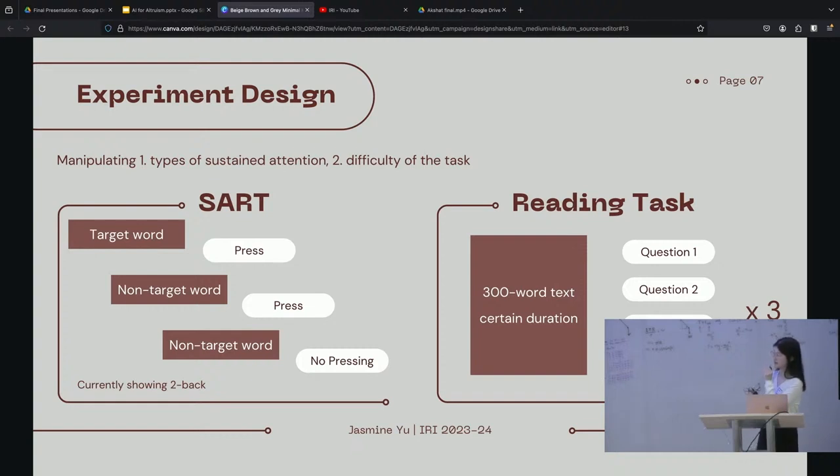For the reading task, I'm going to manipulate the difficulty by showing a 300-word text for a certain duration, from 1 minute, to 1.5 minutes, to 2 minutes. After reading the text, they're going to answer 4 multiple choice questions. What I'm trying to achieve with the experiment design is to get their behavioral data so I can tell how much they're concentrating at a certain time point based on their performance.